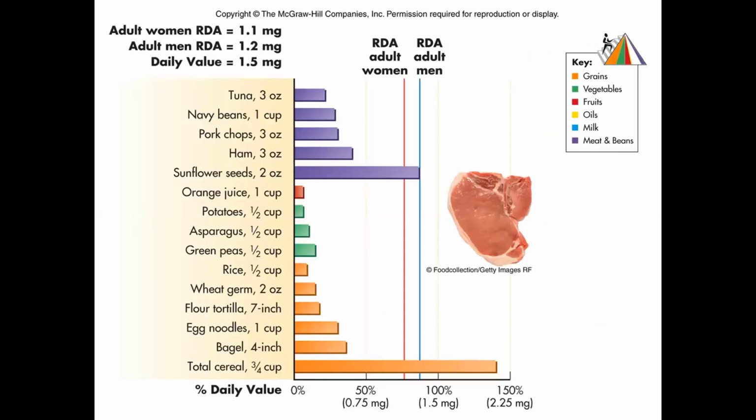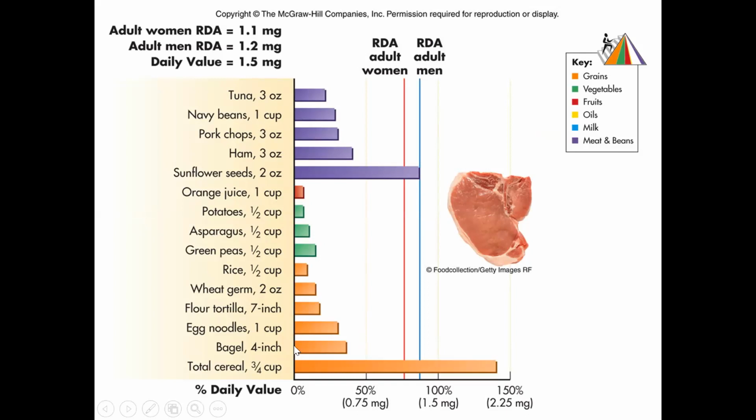So here's a more visual way of looking at the food sources. Again, a reminder that pork is a good source. That looks like a pork chop to me. You can see this is the amount needed to reach the RDA for men and women. Sunflower seeds will get you there real quick. Just with one serving, you will have met your RDA. It's also in some of these pork products right here.